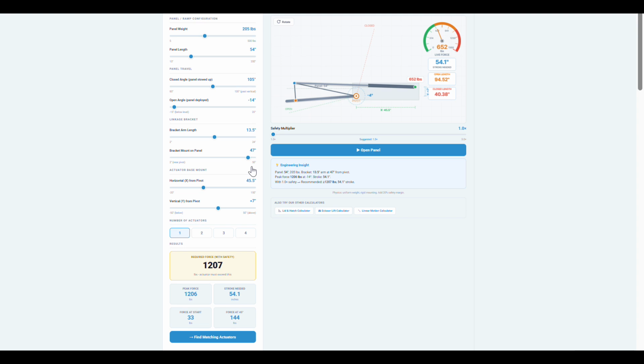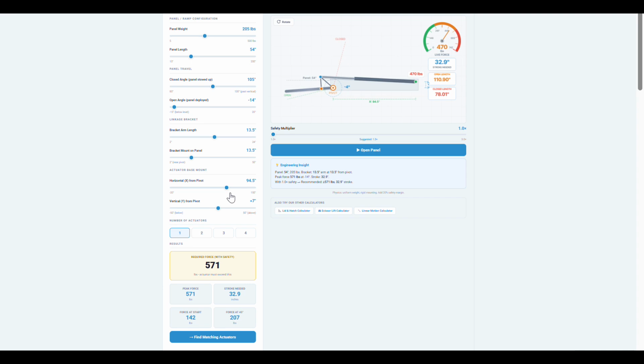mechanics. Watch what happens to the force readout as you move the bracket mount position along the panel. Closer to the pivot, force shoots up. Further away, it comes down. The actuator base mount sets where the fixed end of the actuator connects, horizontal distance from the pivot and vertical height. These affect the angle the actuator operates at throughout its travel, which directly affects efficiency and force. Adjust these to match your real installation geometry.